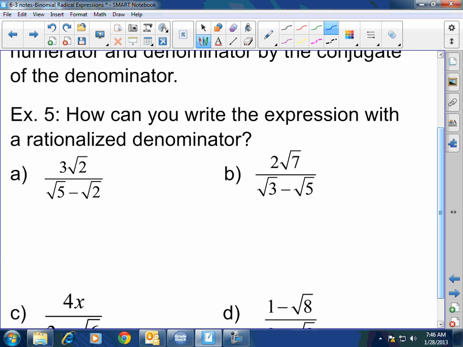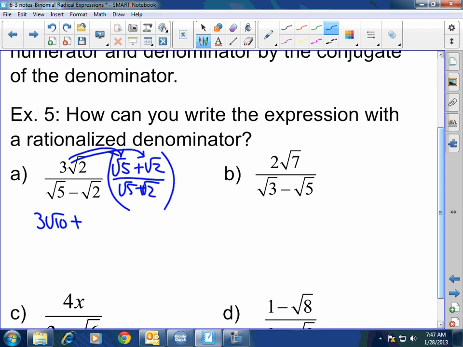What am I talking about? Let's look at example A: 3 square root of 2 over square root of 5 minus square root of 2. Let's multiply both top and bottom, the numerator and denominator, by the conjugate to get rid of these radicals down here, because that's the point. I cannot have radicals in the denominator. So I'm going to multiply by square root of 5 plus square root of 2 over square root of 5 plus square root of 2. Now I'm going to distribute. 3 square root of 2 times square root of 5 is 3 square root of 10.